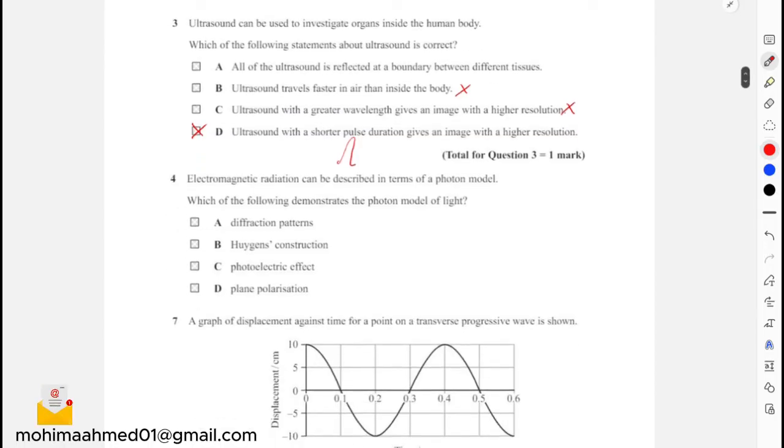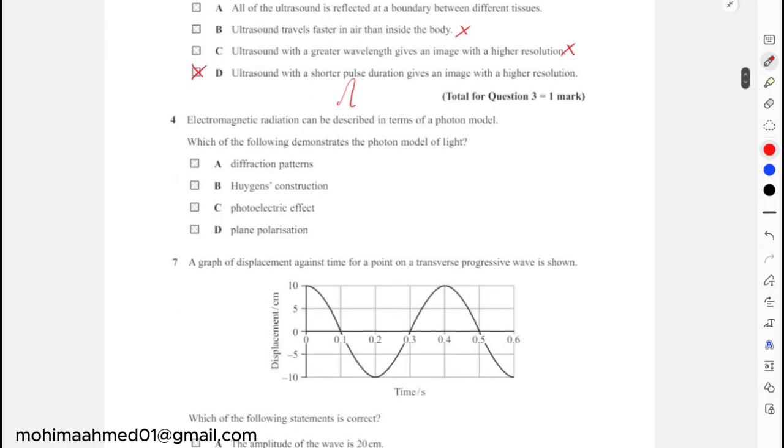Okay, moving to part 4. Electromagnetic radiation can be described in terms of a photon model. Which of the following demonstrates the photon model of light? This is the one we wrote at the very top of some question maybe. For the wave nature of electrons, we write diffraction, and the photon model of light is the photoelectric effect, right? So this is your option. Diffraction pattern, Huygens construction, plane polarization, they are not indicating the photon model of light. Only the photoelectric effect indicates the photon model.